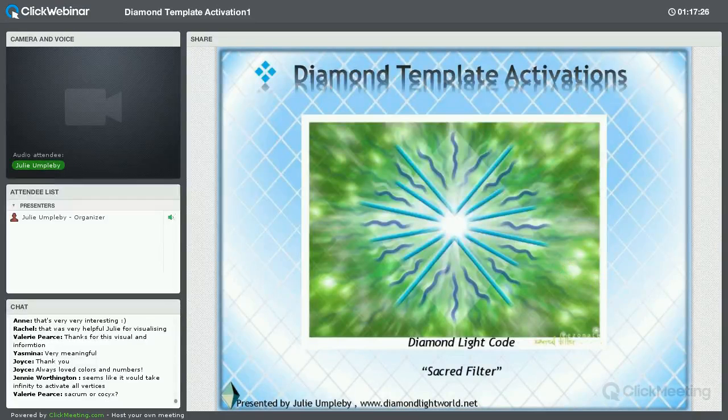I like what Jenny said earlier. It seems like it would take an infinity to activate all vertices. Well, ultimately, that's our journey back to the divine. So we're really just accelerating our journey back by doing and working within the diamond framework, and really appreciate everything else that you've done.